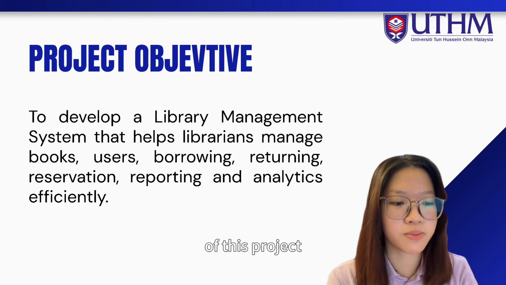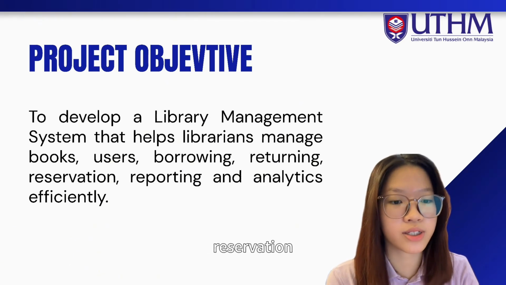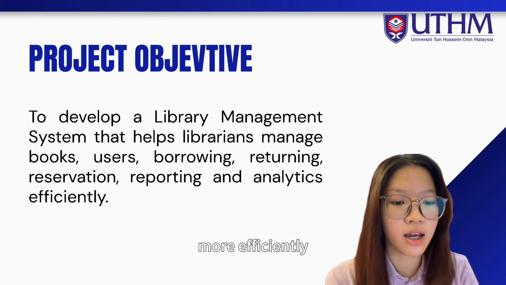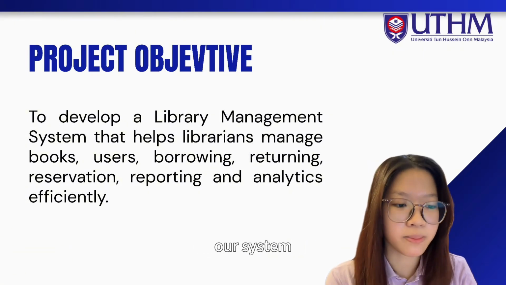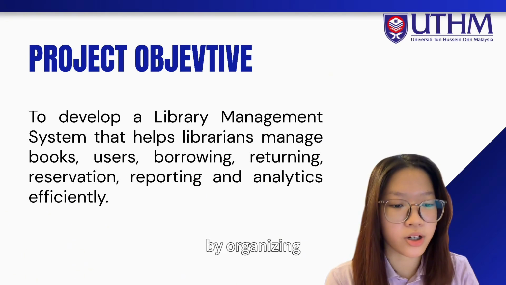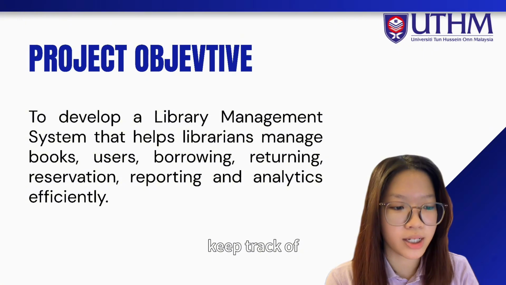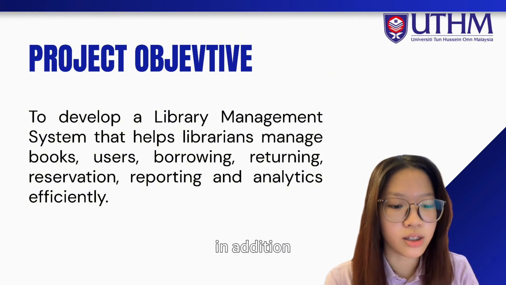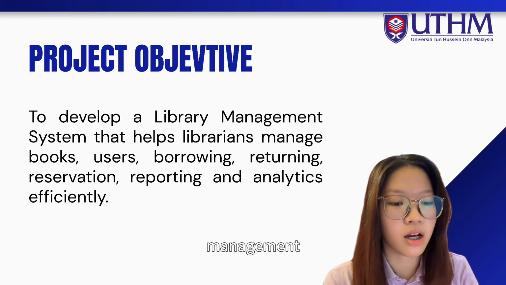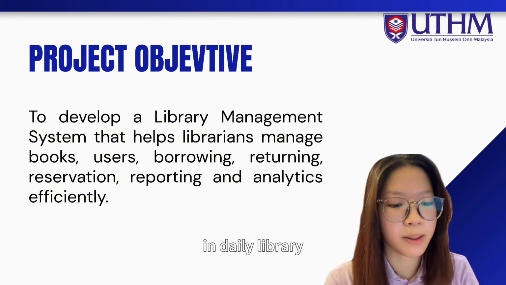The main objective of this project is to develop a library management system that helps librarians manage books, user borrowing, returning, reservation, reporting, and analytics more efficiently. In many libraries, managing records manually can be time-consuming and may lead to errors. Therefore, our system is designed to simplify this process by organizing all information in a structured manner. Through this system, librarians can easily keep track of available books, registered users, borrowing activities, and overdue records. In addition, the system can generate reports and analytics to support better library management. Overall, SmartLib aims to improve efficiency, accuracy, and convenience in daily library operations.